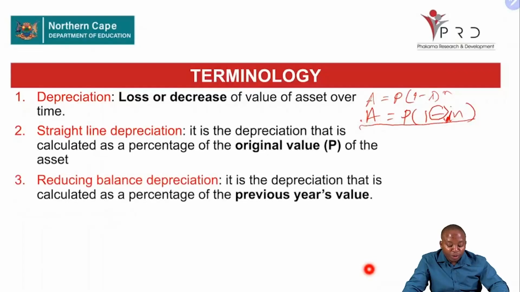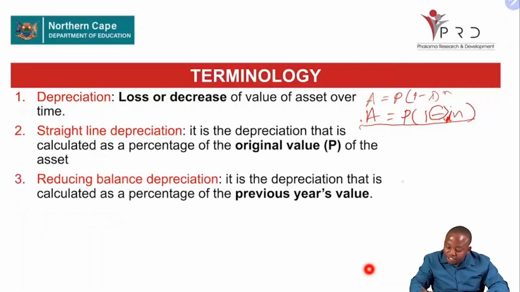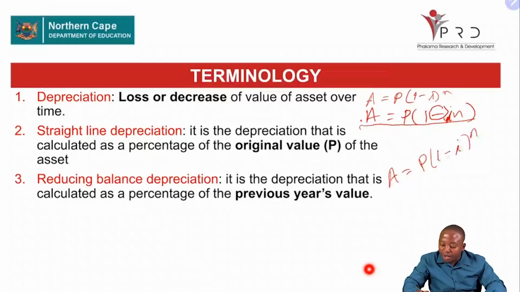The second method of calculating depreciation is reducing balance depreciation. Now, how does reducing balance work? It is a depreciation that is calculated as a percentage of the previous year's value. The reducing balance uses the formula A = P(1 - i)^n. So it uses the compound formula with a negative in the bracket there.